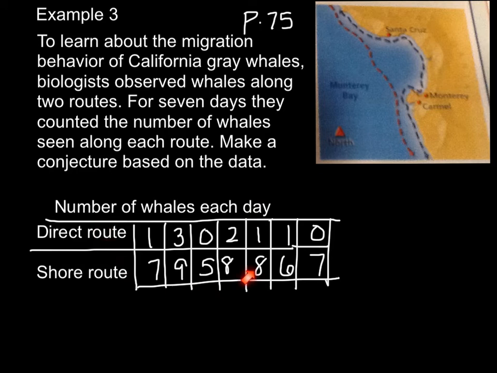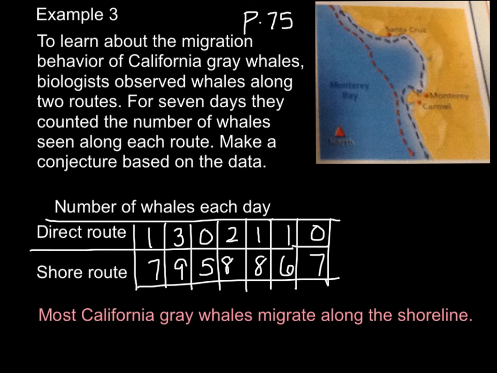I just want you to look at the data yourself and see if you can make your own conjecture. What do you think you'd write about the conjecture based on the data? Well, hopefully you realize that the shore route was much more used than the direct route. So since we're talking about migration, you would say as your conjecture that most California gray whales migrate along the shoreline. And that's your conjecture. And how did you get that? You used inductive reasoning, looking at a pattern.